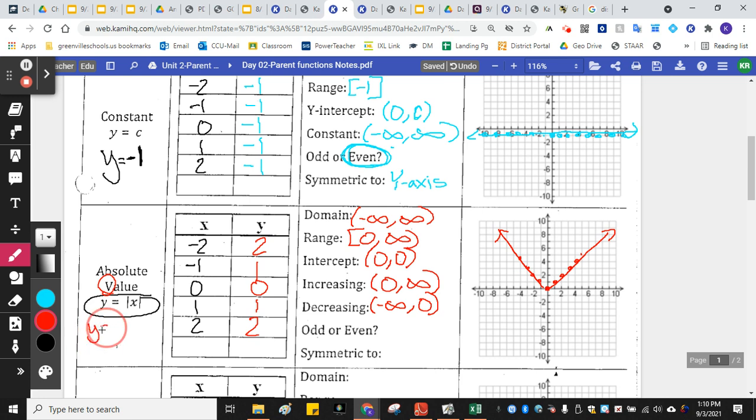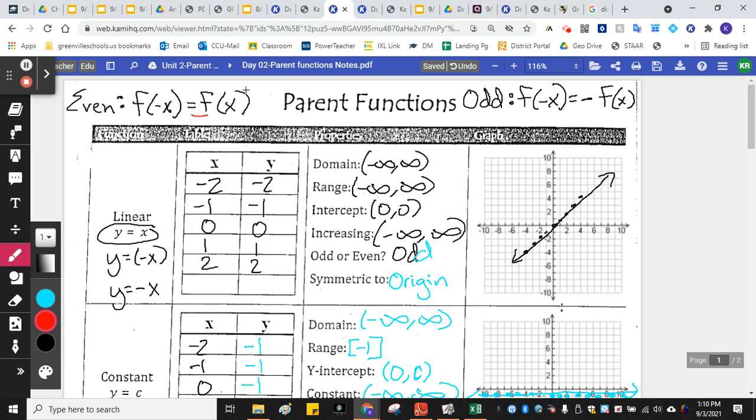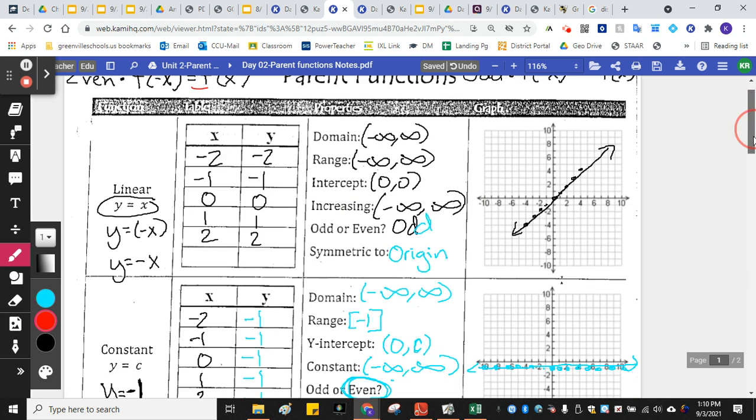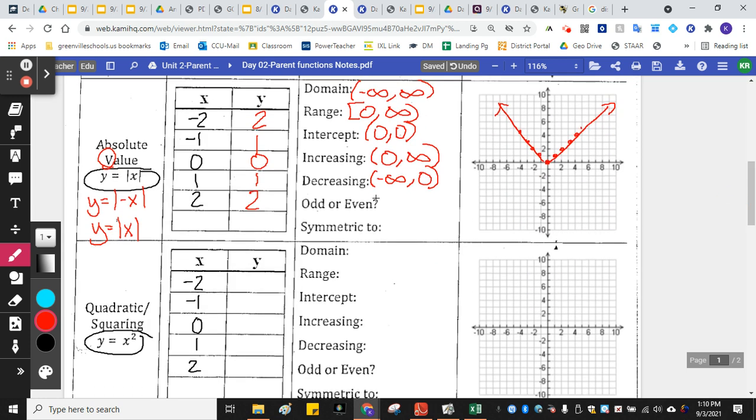So if I plug in negative x into this equation, it's going to stay positive x. So is it even or odd? If you get the exact same equation back as the original, it's even. I thought that's what we all said. I thought I heard odd. My bad. And symmetric about the y-axis.